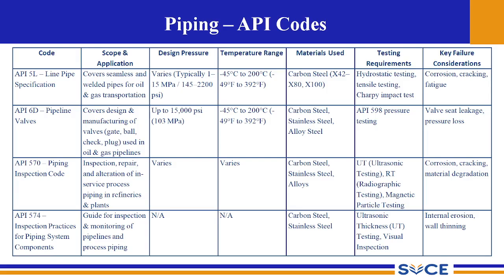Then API 574, this code is for the inspection practices of piping system components, and the scope and application of this API 574 code is for the monitoring and inspection of pipelines and process piping. The materials that will be used are carbon steel and stainless steel, and the testing requirements are ultrasonic thickness testing, visual inspection. The failure considerations under API 574 are internal erosion and wall thinning.